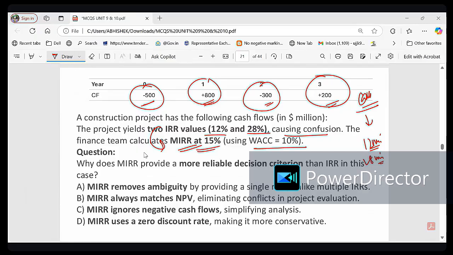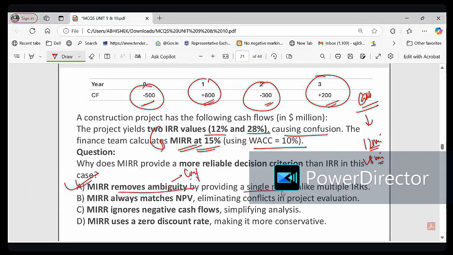I hope I have explained this. What is one of the main advantages of MIRR over IRR? Option A, it removes ambiguity. The answer is option A, right? MIRR removes ambiguity. It removes the confusion by providing a single rate, unlike multiple IRR. This is the correct answer.